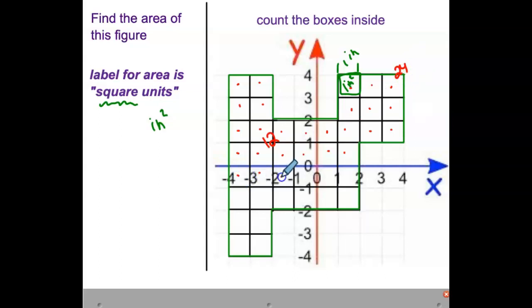25, 26, 27, 28, 29, 30, 31, 32, 33, 34, 35, and 36. We're at 36. And lastly, 37, 38, 39, and 40. So we end up at a nice round number, which is 40. And again, we're going to assume it's in inches, so I'm going to label my answer as inches squared.